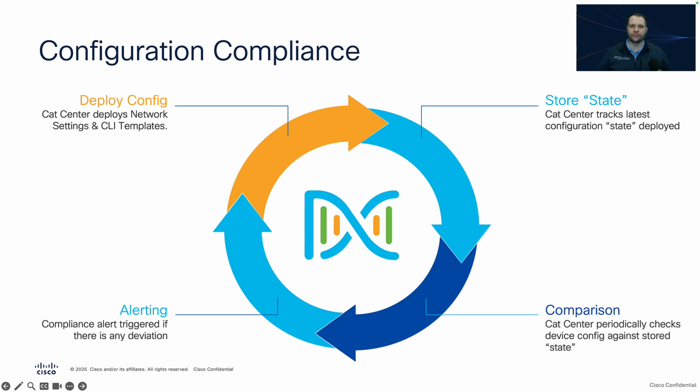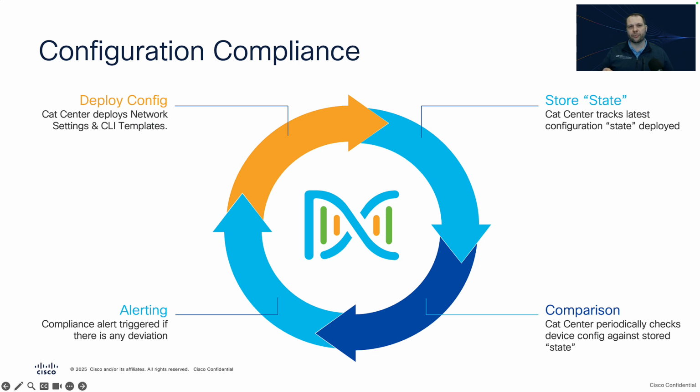Now, the primary benefit of using CLI templating in Catalyst Center is that it powers the configuration compliance feature. So configuration compliance works through kind of a 4-phase process here. The configurations are generated and deployed to devices through a combination of the common network settings and any CLI templates that you have assigned to the device.